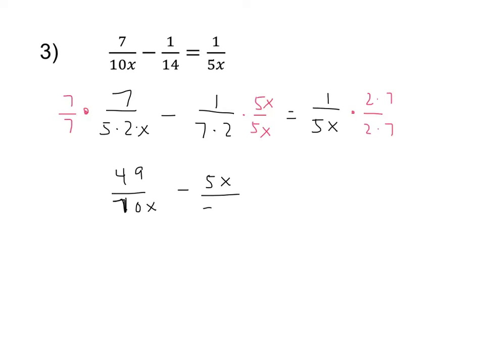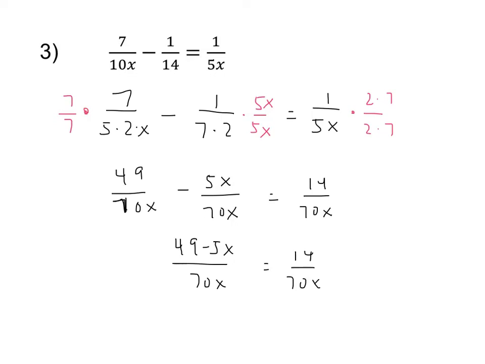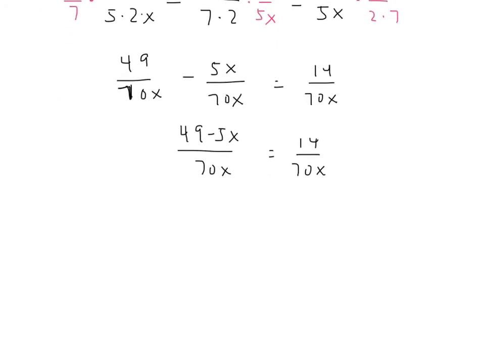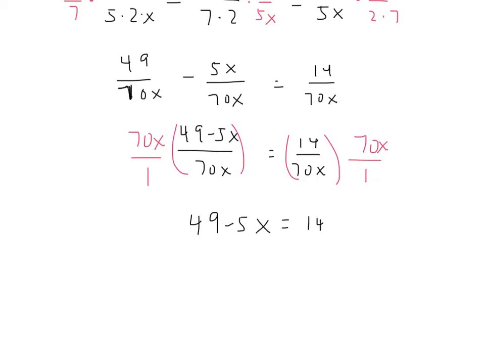So 5x over 70x equals 14 over 70x. Okay, and on the left here I can rewrite this as 49 minus 5x over 70x equals 14 over 70x. And right here, next thing we can do is multiply both sides by 70x over 1, so that those denominators will divide out, and we'll end up with 49 minus 5x equals 14.